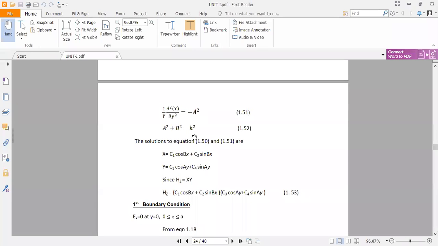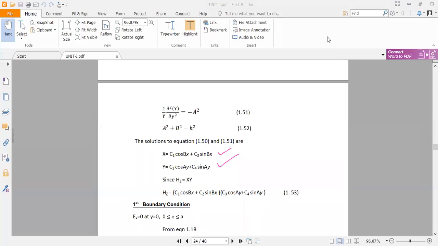So what is the function? Actually, it is also a second order differential equation. So the solutions for that second order differential equation we can write like this: X is equal to C1 cos bx plus C2 sin bx, Y is equal to C3 cos ay plus C4 sin ay, and Hz is equal to XY. We have the expressions of X and of Y, so we can write it like this.